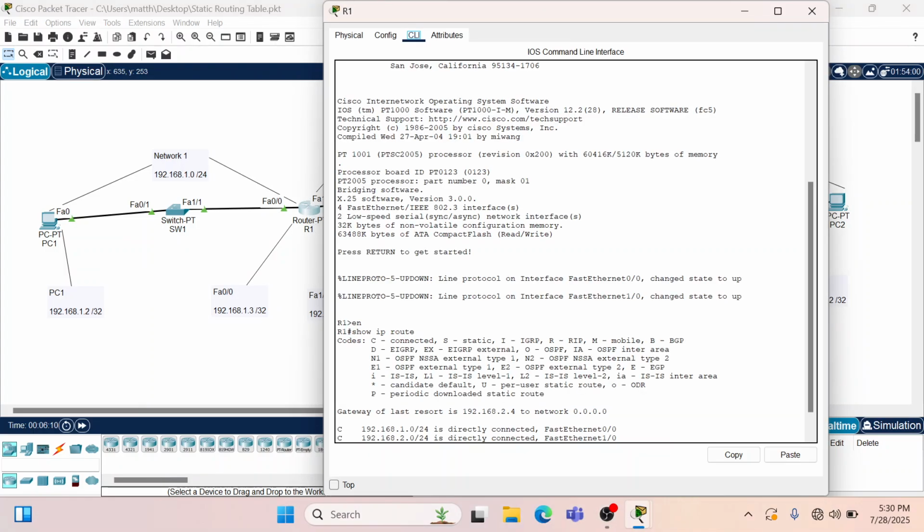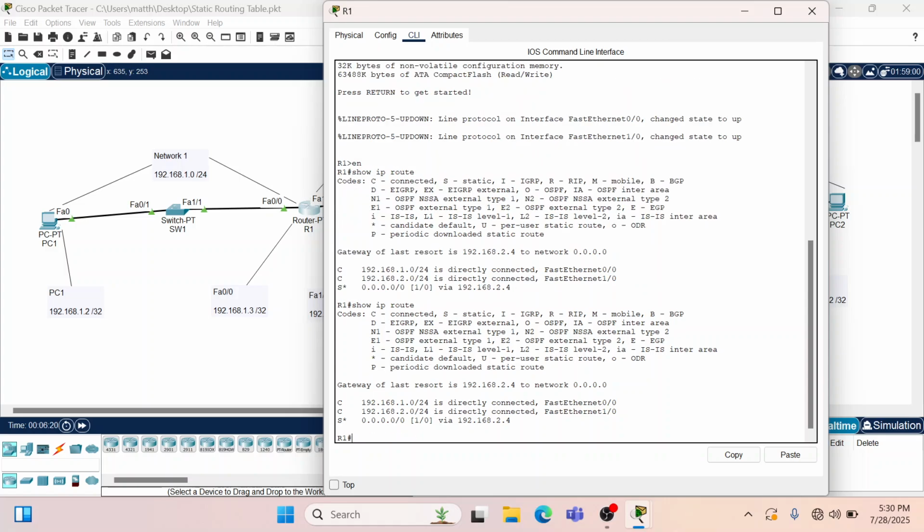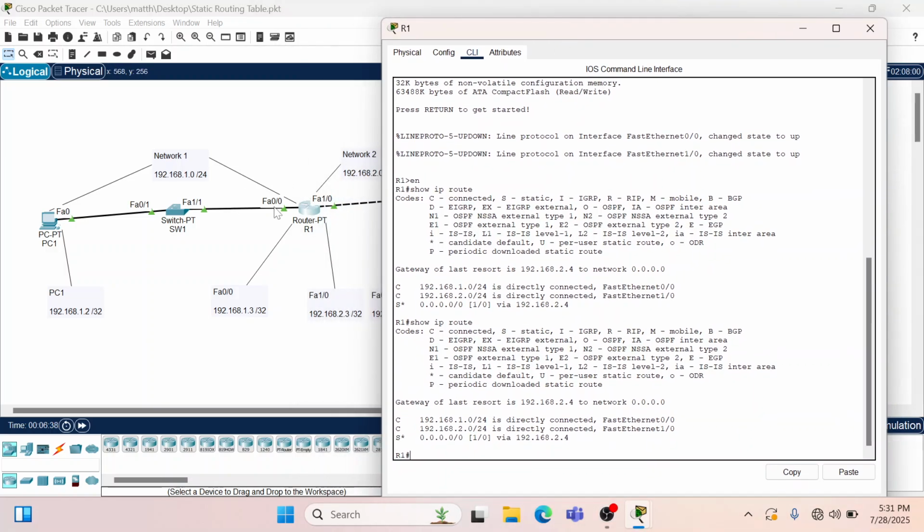First, when you go into router 1 and type show ip route, the C stands for connected. So it's physically connected. That means the network 192.168.1.0, which is network 1, is directly connected to FastEthernet 0/0 on router 1. If you look at router 1, here's FastEthernet 0/0, here's the IP address for that interface, and this is what's directly connected.